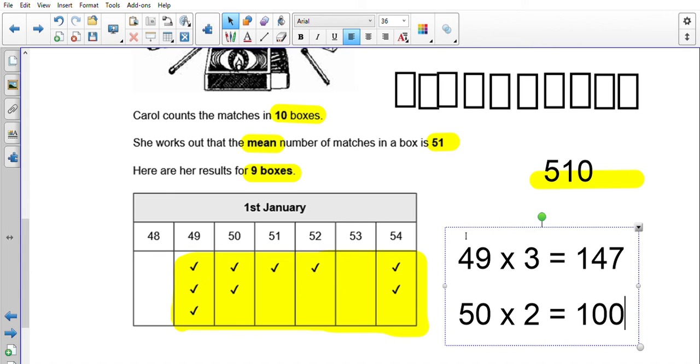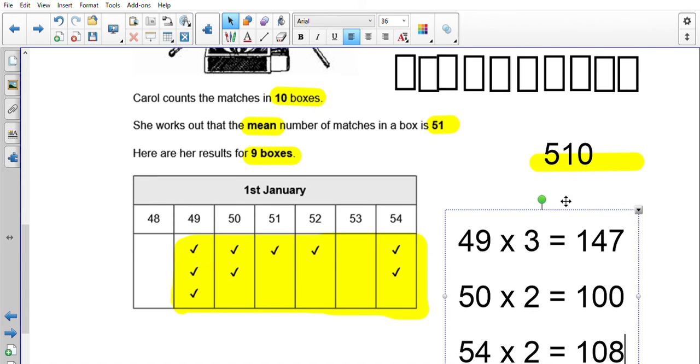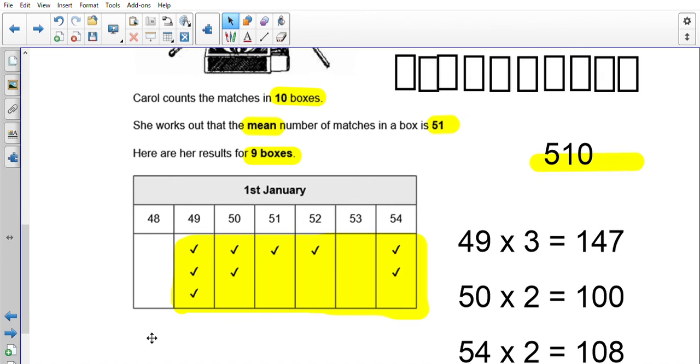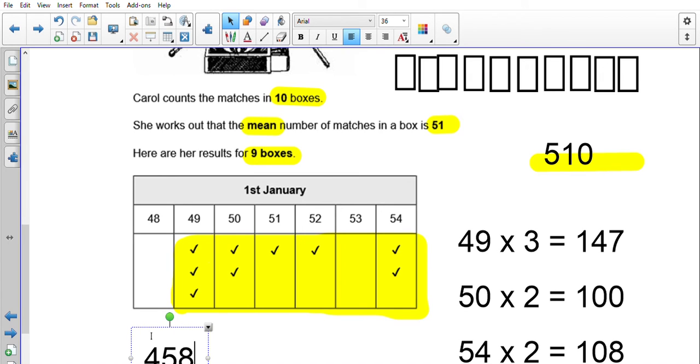And then I've got to add to that 51, and then I need to add to that 52, and then I need to add to that 108, because that is 54 multiplied by 2. Okay, that's going to give me those numbers there. I need to add all of those up, and that's going to give me a total of 458 matches in total that Carol has counted.